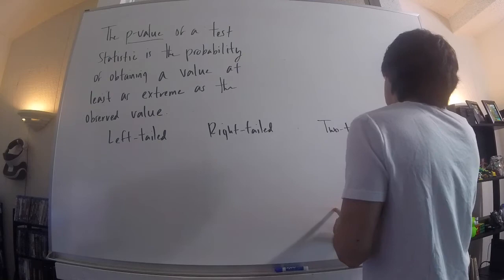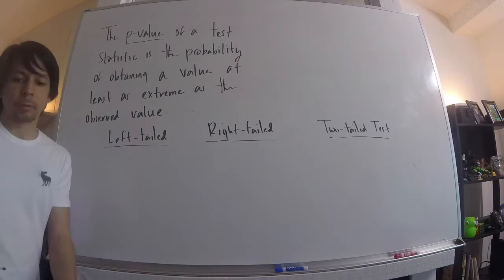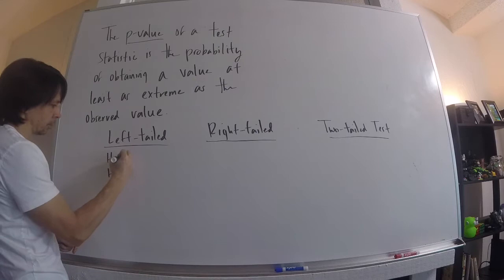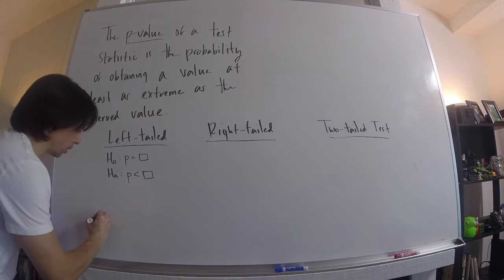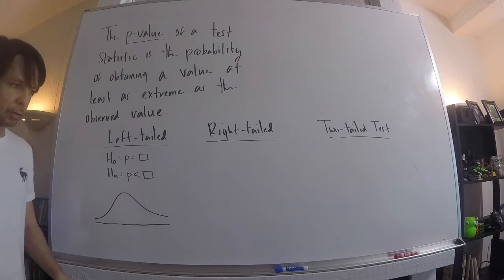And since we're going to start with proportions, I'm going to work with the proportions, but the same thing will apply to means. So you have your null and your alternative. P is equal to some value. In our example, it is 0.80 because the company claimed 80% satisfaction. And then we tested if it was less than that. And what we're going to do is compute the z statistic. That'll be on your standard normal curve.